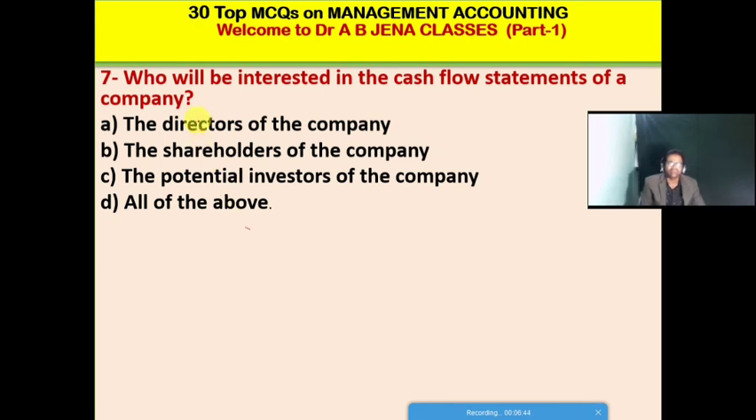So next MCQ. Who will be interested in the cash flow statement of a company? A. The directors of the company. B. The shareholders of the company. C. The potential investors of the company. D. All of the above. Friends, D is the right option for this MCQ.